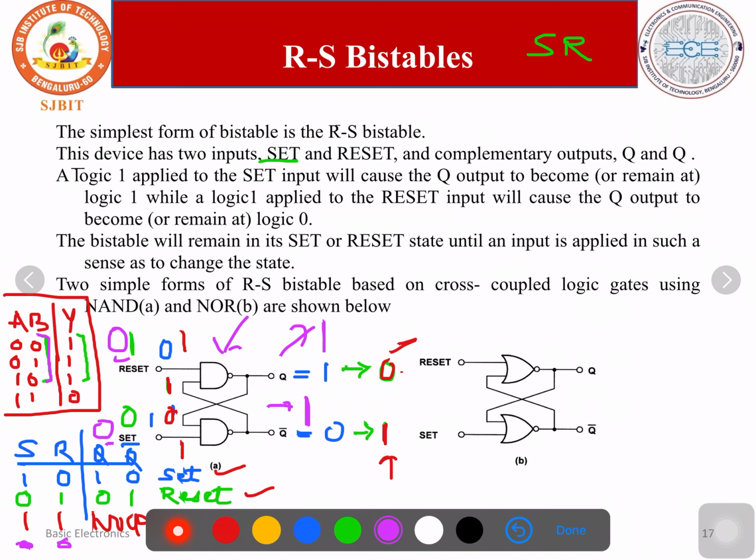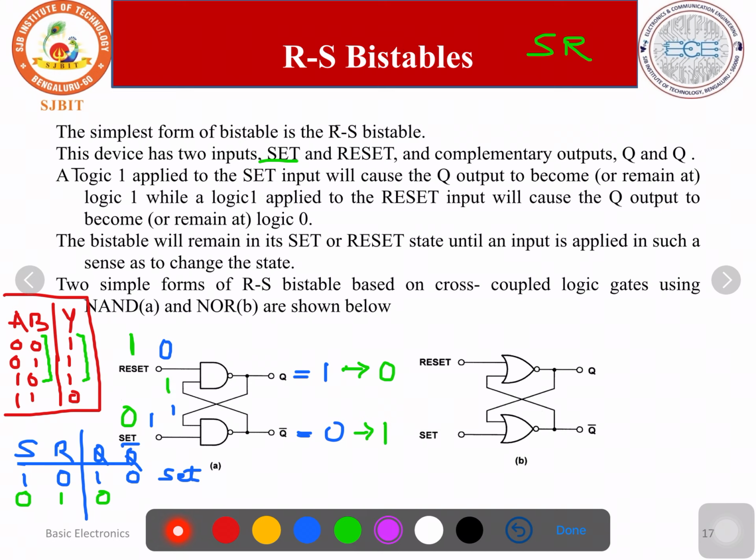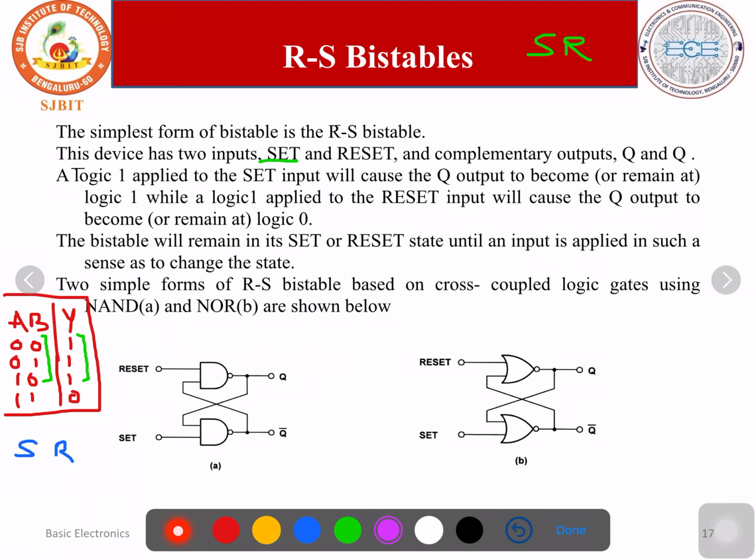I think this is clear for you, the RS bistable using the NAND gates. Now let us move on to the same RS bistable but using NOR gates. So for that we need the NOR gate truth table. So let us write the NOR gate truth table.